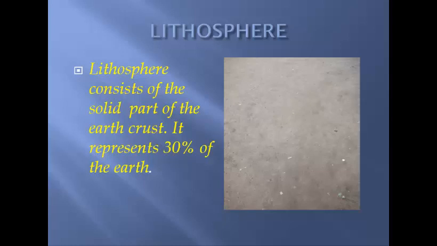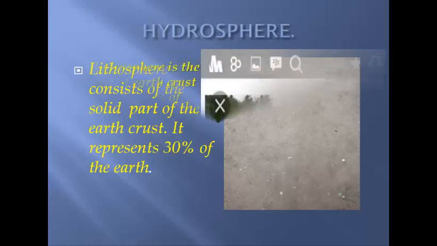Lithosphere. Lithosphere consists of the solid part of the earth crust. It represents about 30% of the earth crust, e.g. land, as we see in the picture of land.